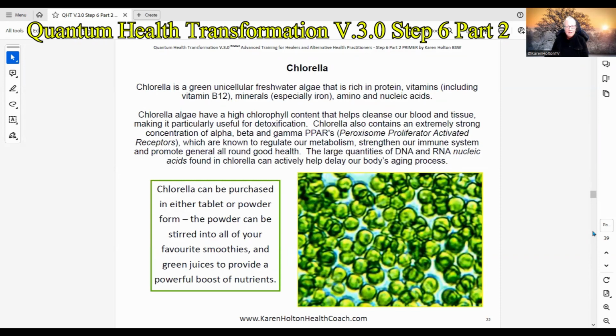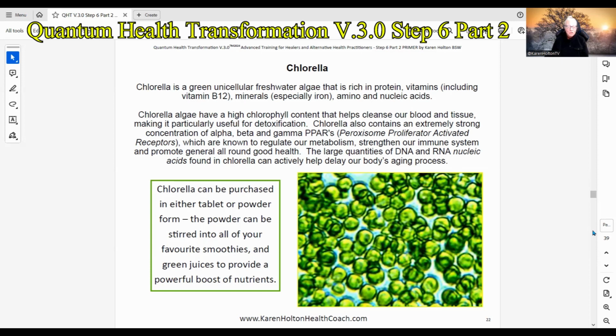We'll start with chlorella. Chlorella is a green unicellular freshwater algae that is rich in protein, vitamins, including vitamin B12, minerals, especially iron, amino and nucleic acids. Chlorella algae have a high chlorophyll content that helps cleanse our blood and tissue, making it particularly useful for detoxification. Chlorella also contains an extremely strong concentration of alpha, beta, and gamma PPARs.